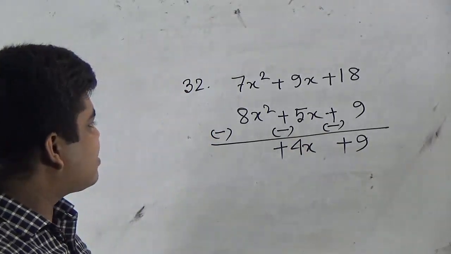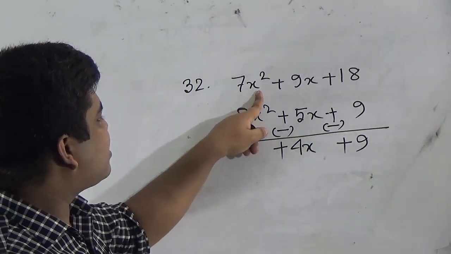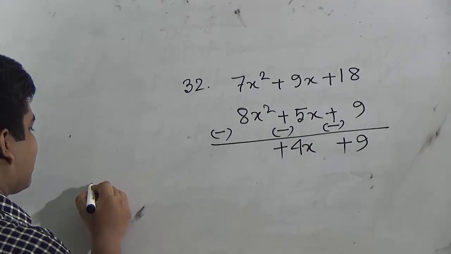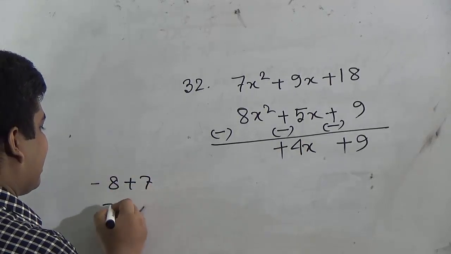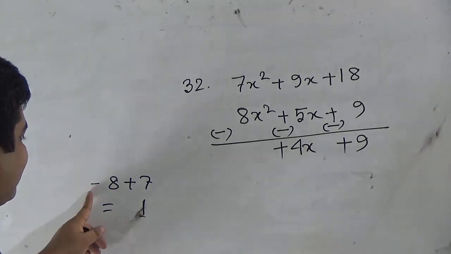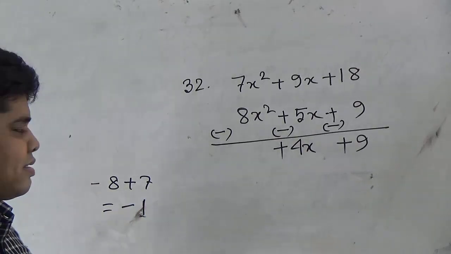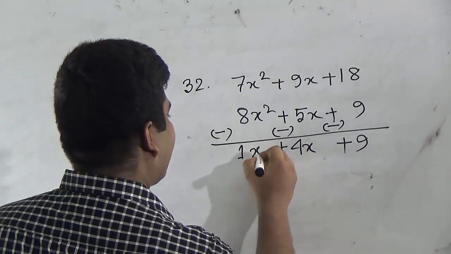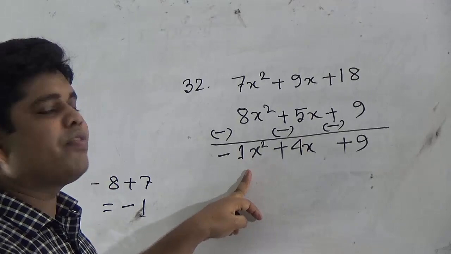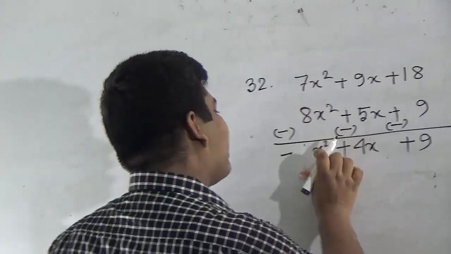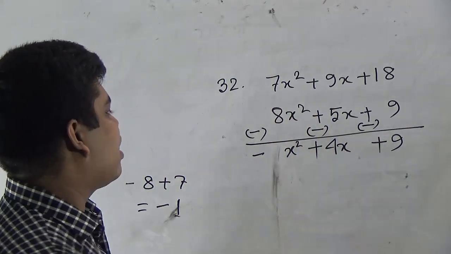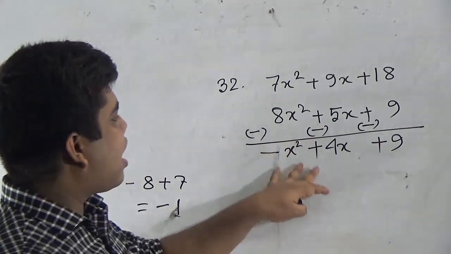Our next terms are 8x square and 7x square. Here 8 is minus and 7 is plus. So if we add minus 8 and plus 7, then we get 1. Here the largest number is 8. As the largest number carries a negative sign, we write here minus. So we write 1x square. But we need not write 1 as the coefficient. So we erase this number, as we know every single variable contains a coefficient which is 1. I hope you have understood.